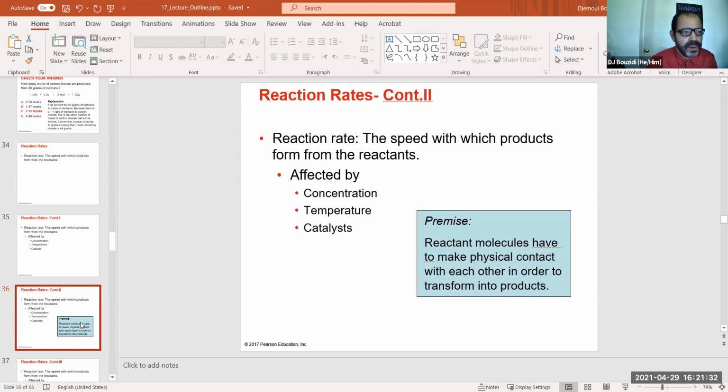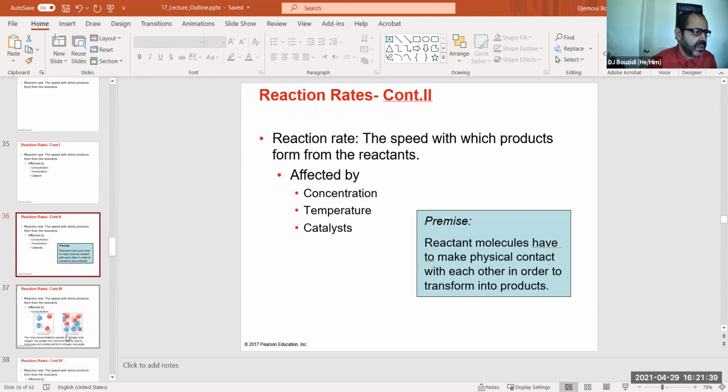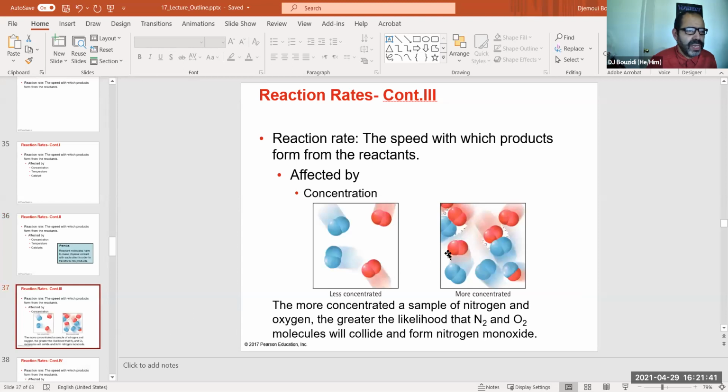So basically, in order for the chemical reaction to happen, you really have to be in contact. The two reactants have to contact with one another. So one way of doing it is by increasing the concentration. The more you have per unit volume, the more chances that you will have reactions. So the more you have, the more chance for them to collide, which means the more chance for them to react. And here, we're combining nitrogen and oxygen to form NO, okay? Nitrogen monoxide.